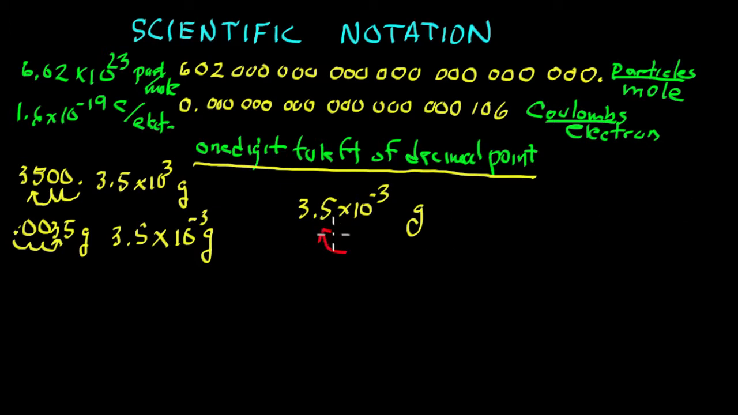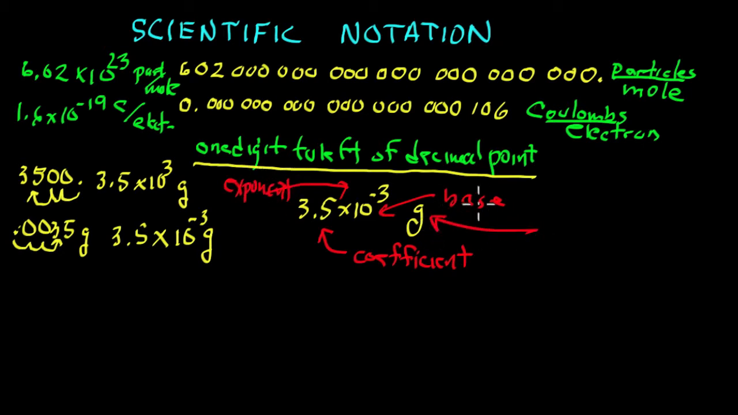This part right here is called the coefficient. One digit to the left. The 10 is the base. And the -3 is the exponent. And of course, that grams, that's the unit of the measure. This is the basic factors of any kind of number.